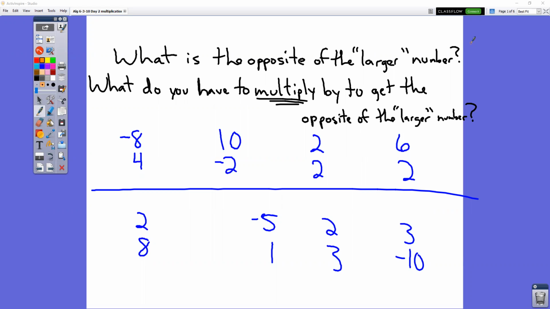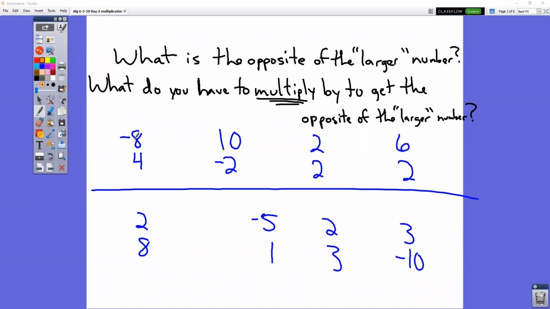So what you have to think about when you see a question today is what is the opposite of the larger number. By larger number, I mean the number that's farther away from 0 on the number line. So for example, in this first one, -8 would be the larger number because that's farther away from 0 on the number line than 4.